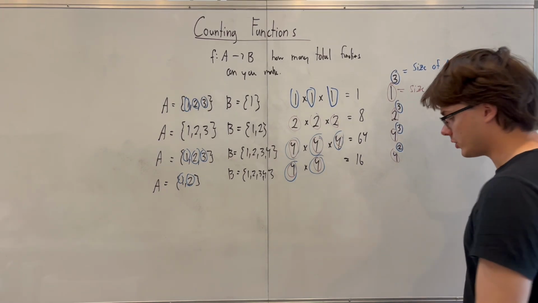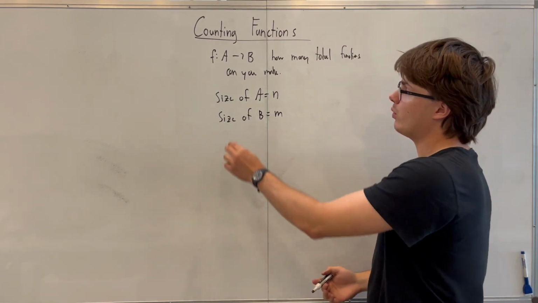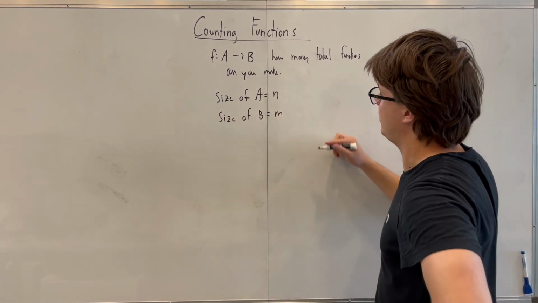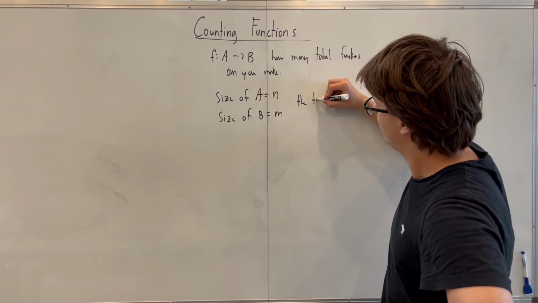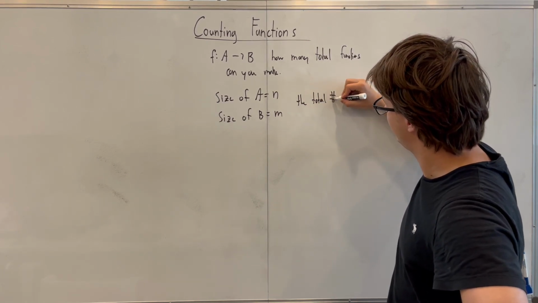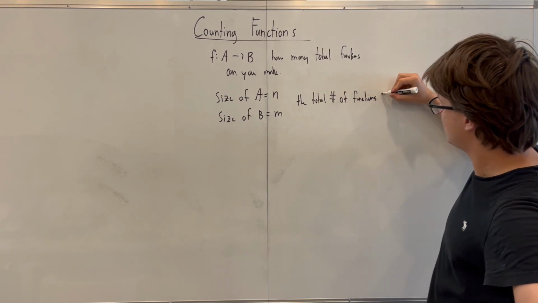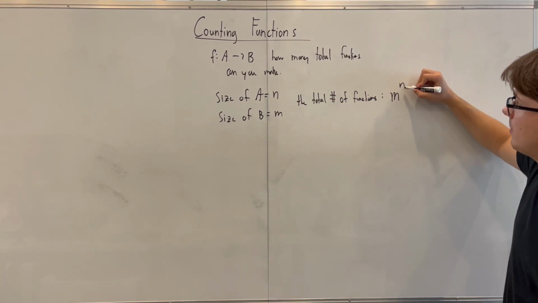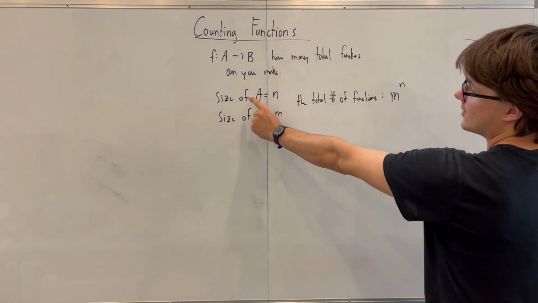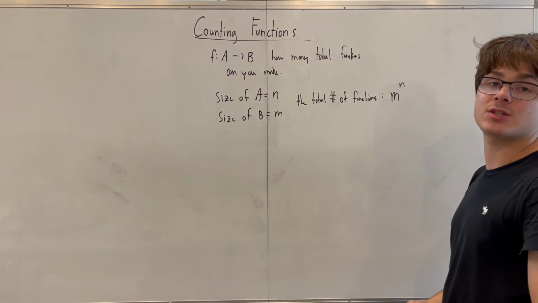So what is our conclusion going to be? We find that when we have the size of a and the size of b, the total number of functions is going to be m to the power of n, where n is the size of a and m is the size of b.